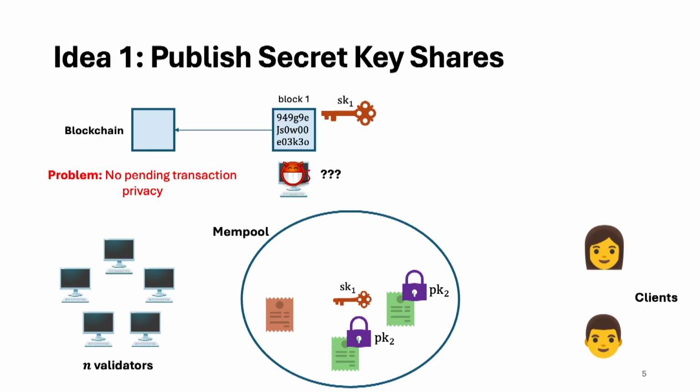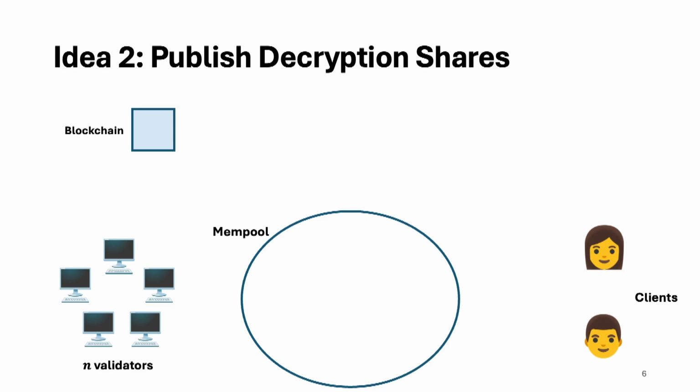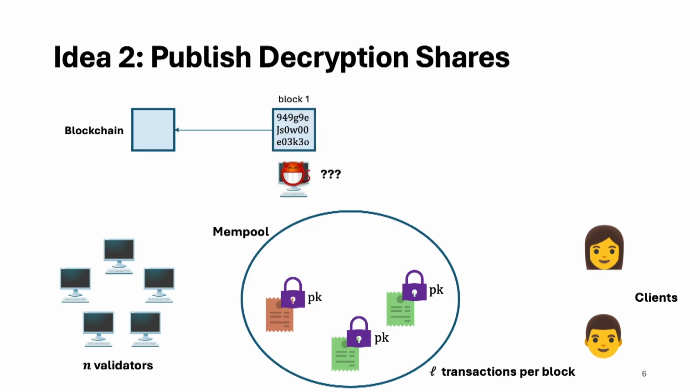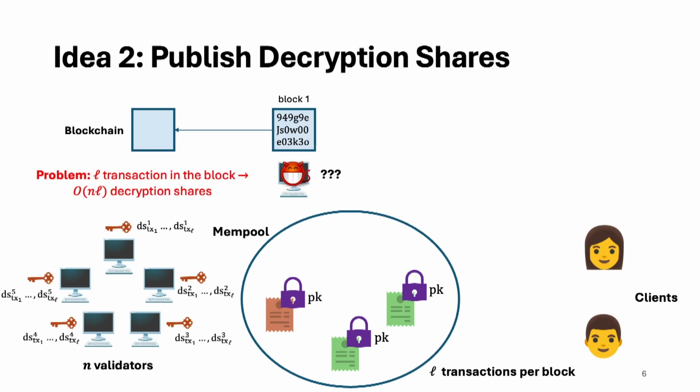Okay, so now let's solve this problem. Here's our second idea. The N validators can instead publish decryption shares. How does this idea work? The clients now encrypt their transactions under some global public key PK, and let's suppose there are L transactions per block. Again, a block is proposed and confirmed, and now we need to decrypt these transactions. Each of these N validators publishes a decryption share for each transaction that was included in the block.